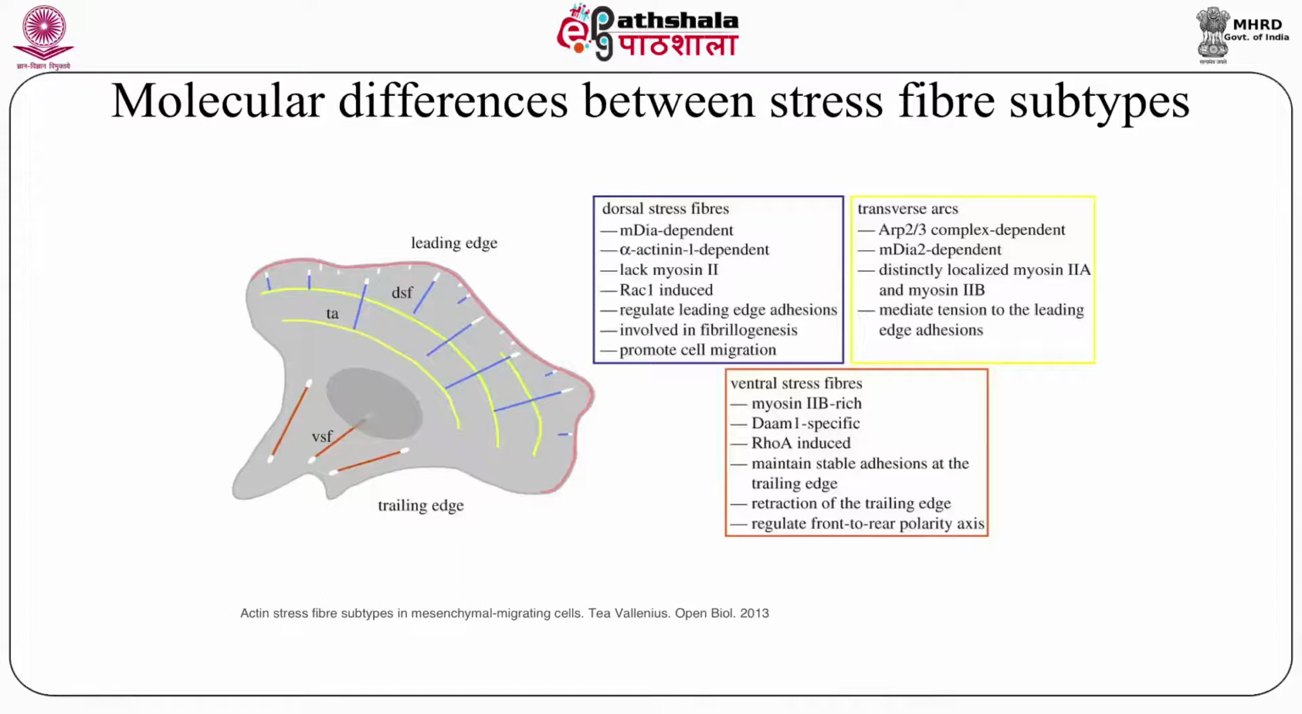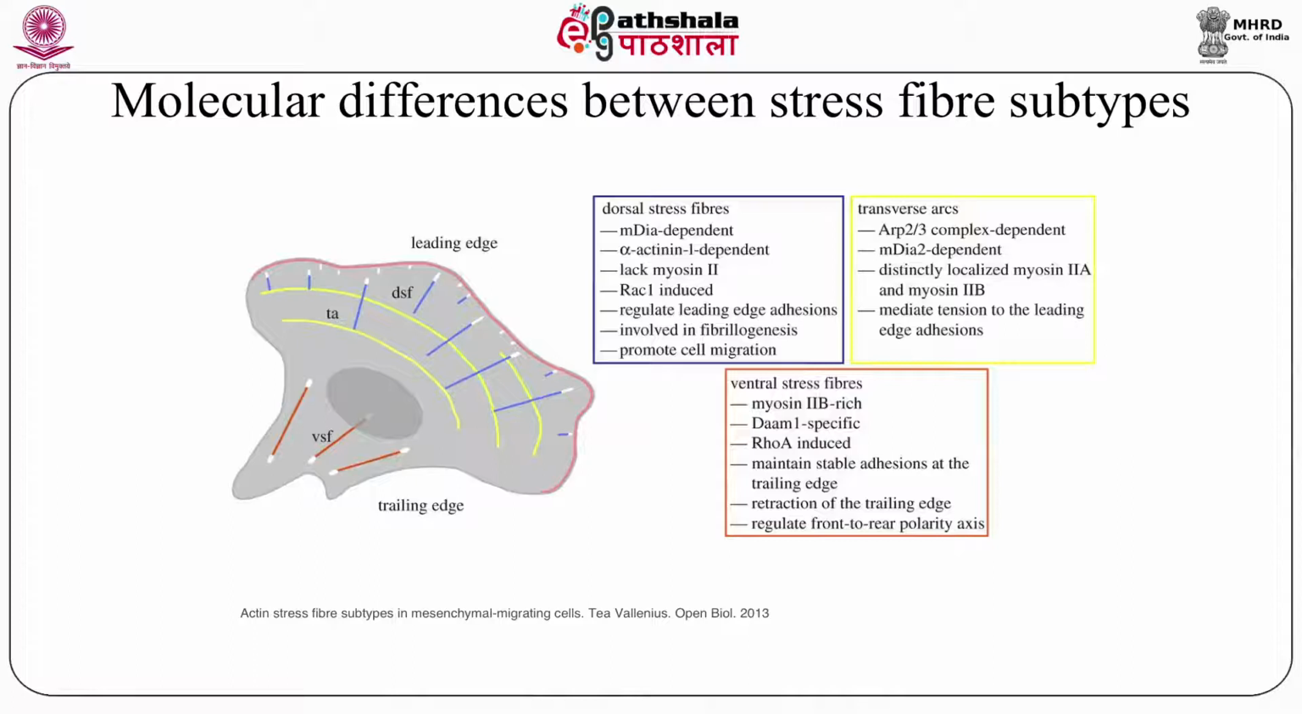Let us appreciate the differences between stress fiber subtypes. You can see in this picture the dorsal stress fibers marked in blue, the ventral stress fibers marked in red and the transverse arcs marked in yellow. The dorsal stress fibers are mDia dependent. They are also alpha actinin 1 dependent for cross-linking. However, they lack myosin 2 and they are induced by RAC1.